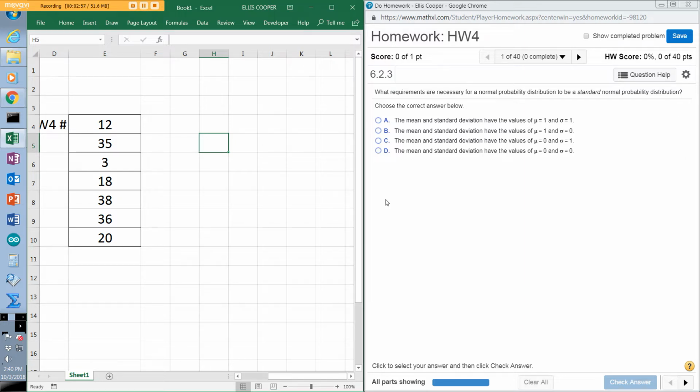Okay. By the way, on the right here, you see that we happen to be starting at problem number 1. So let's just take care of that and give you credit for 1 out of 40 for free. It says, what requirements are necessary for a normal probability distribution to be a standard normal probability distribution? Well, that's from the little pre-lecture I gave there. You know that for the standard normal probability distribution, mu is 0 and the standard deviation is 1. So I would say that's answer B here. The rest of these are the other possibilities.